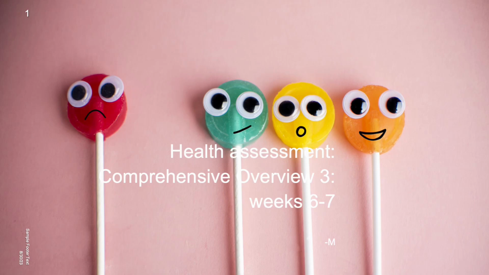All right, friends, we've got health assessment, comprehensive overview number three. This is going to cover weeks 6 and 7. There's a lot of topics. We're talking about cardiac. We're talking more about some cranial nerves. We're talking about musculoskeletal. We're talking about nutrition. We're going here. We're going there. We're going a little bit over everywhere. And it's going to be okay because we're all going to get through it and it's going to be fine.